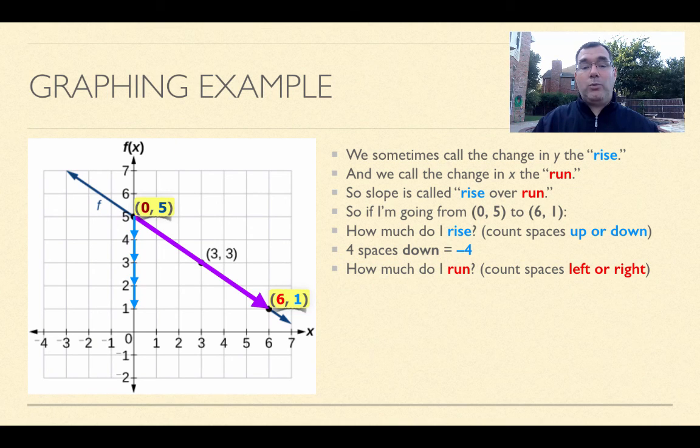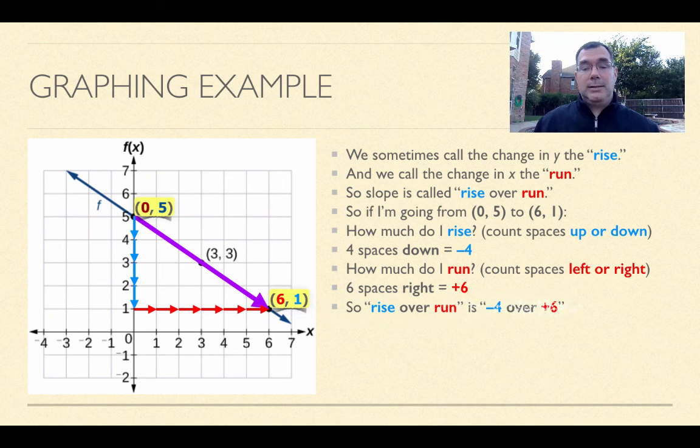And then how far do I run to get the rest of the way to (6, 1)? I have to go across to the right 6 spaces. Okay, so that is a positive 6 because I am going to the right. So rise over run would be negative 4 over positive 6. That's what I got the last time, negative 4 over 6, and I reduced that to negative 2/3. So that's another way to think about slope. You can pick 2 points and just count how far you would have to rise and how far you would have to run to get from one point to the next.